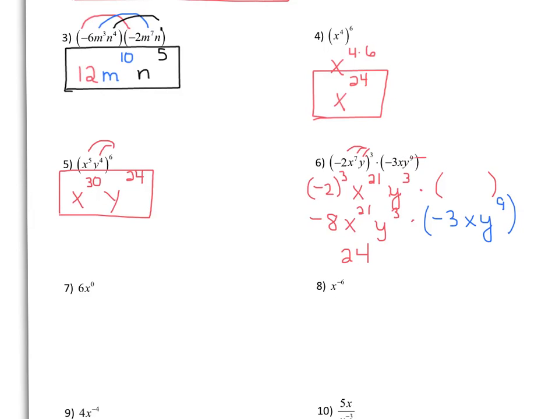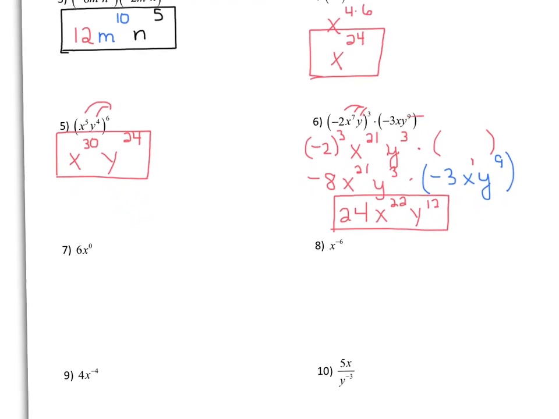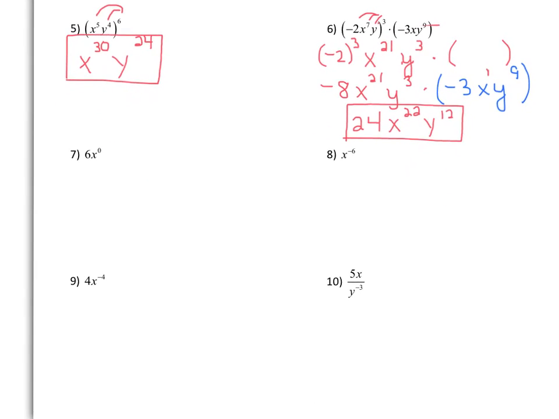Our x's have the same base. That x in blue is an exponent of 1. Therefore, we get x to the 22nd, and y to the 3rd, y to the 9th gets us y to the 12th. Feel free to pause this at any time if I'm going too fast.